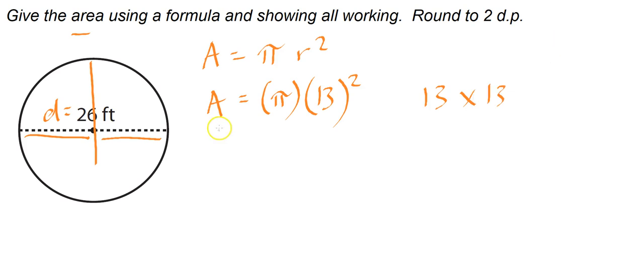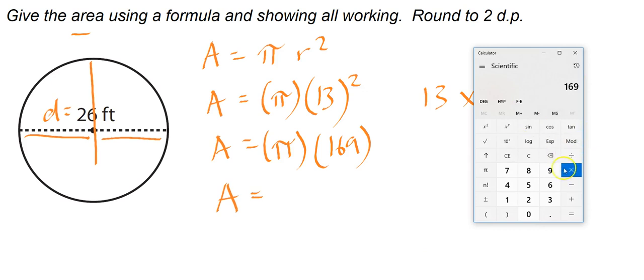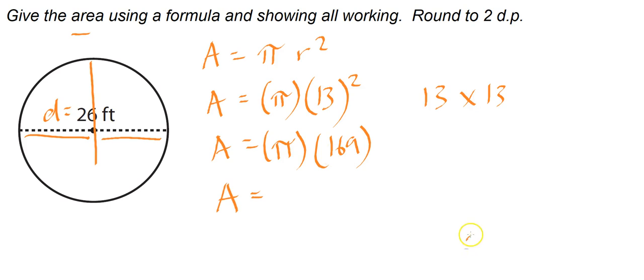Brilliant. So I now can write my next line of working. So it's going to be pi times 169. So let's use our trusty calculator yet again. So 169 times pi. And we have 530.929.